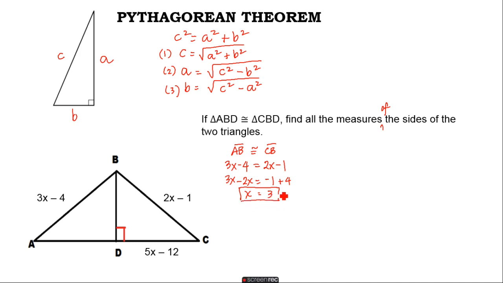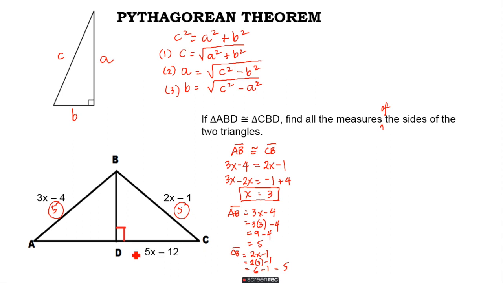Now, we're looking for the measures of all the sides. We have already x equals 3. We can substitute this value to the two sides. If AB is equal to 3x minus 4, substitute the value of x: 3 times 3 minus 4, that becomes 9 minus 4, which is equal to 5. Therefore, side AB is equal to 5. Because this is just equal to this side, of course this will become 5 also. But if you want, you may also do the solution process. CB is equal to 2x minus 1, so that's 2 times 3 minus 1, and 6 minus 1 is just equal to 5 again. Just the same.